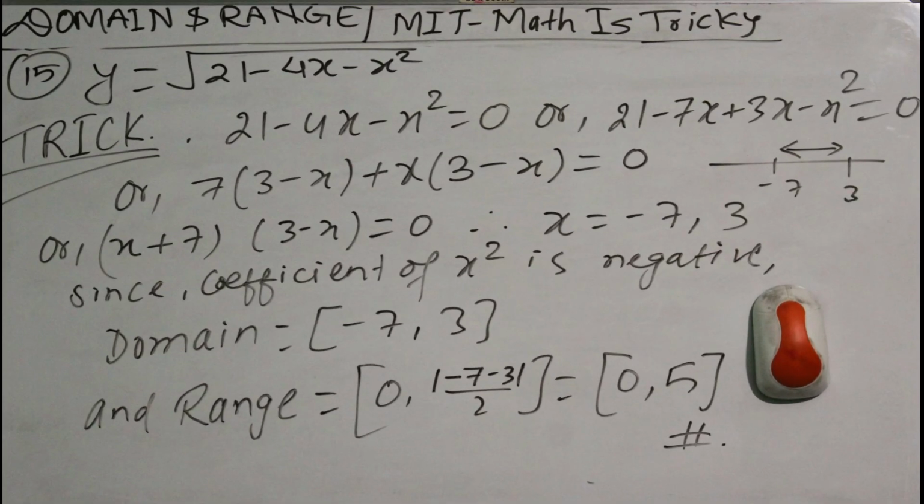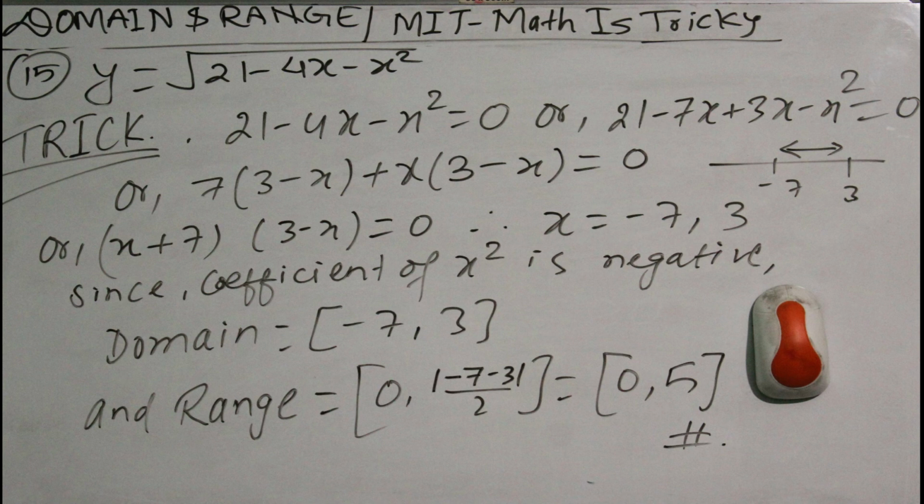Now we have a trick for this type of function to find the domain and range in a very short way. Let's see what we get. As before, we make the number inside the root equal to 0 and try to find the value of x. By solving, we get 21 minus 7x plus 3x, breaking the middle term, minus x square equals 0. Taking 7 common from the first two and 3 common from the last two, we get (x plus 3) times (7 minus x), that is, minus x square minus 7x plus 3x plus 21. Okay, that's fine.